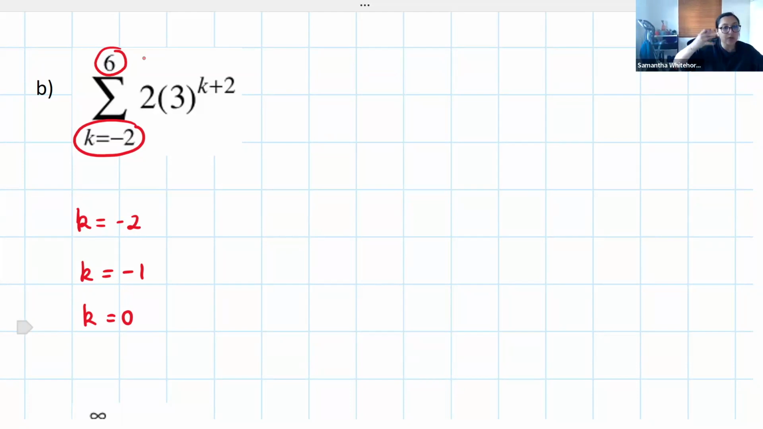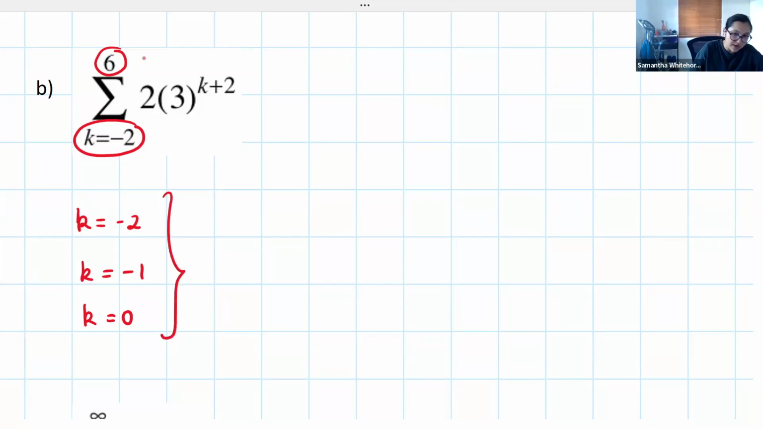Yes, logically, we know that the position of our term should be a natural number, but here we've been told to start at -2. So that's what we're going to do. We're not going to question it. We're not going to worry about it. That's where we're going to start because that's where we need to start adding from.